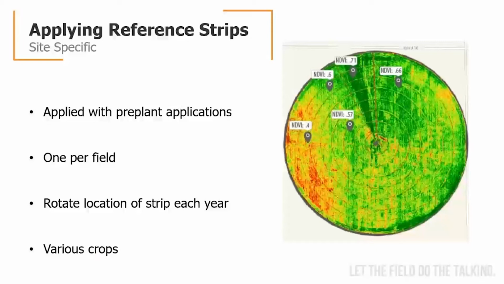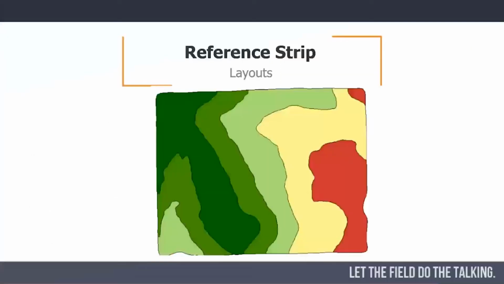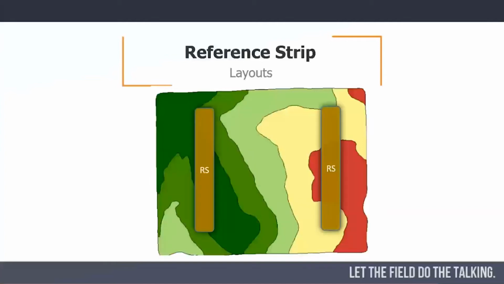When it comes to field layouts of what these reference strips look like, I briefly mentioned, here's an example of a field that you can see has a few different zones in there. And so our options when we're laying these out is having that field length strip that covers all those zones, or we can break that out and have multiple strips that go into each of those zones.